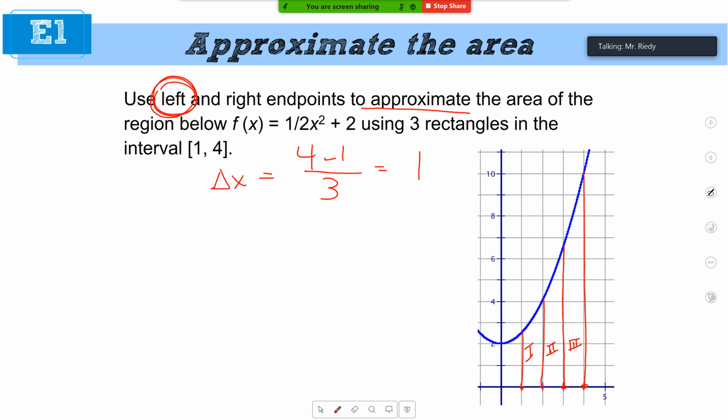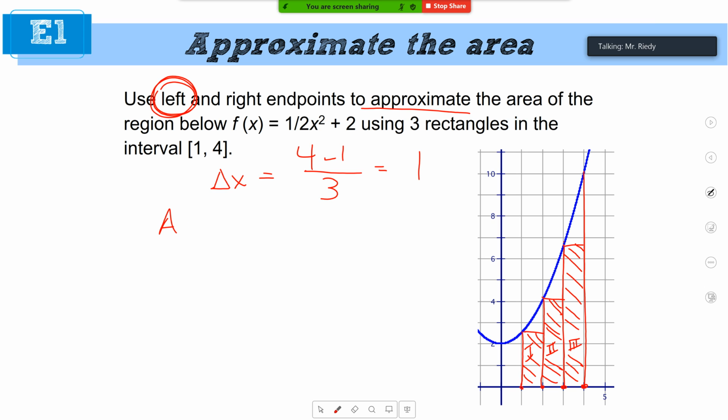So if I do rectangle 1, since it's a left-hand rectangle, I come up the left-hand side, come across. There's my rectangle. Second rectangle, come up the left-hand side, hit the function, come across. Here's my second rectangle. And third time, come up the left-hand side, hit the function, come across. And you can see there's a ton of wasted space here. But that's okay, because we're just approximating.